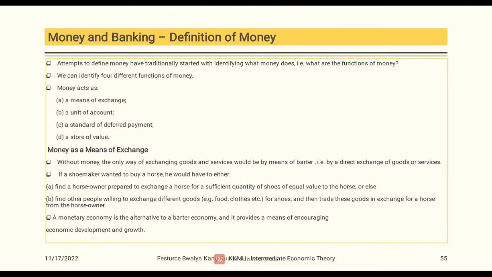We said money is anything of value used as a medium of exchange, as a unit of account, as a standard of fair payment, and as the store of value. Yes, because if you just say money is something that is used as a means of exchange, you find that there can be some things that you can use as a means of exchange, but they cannot be used as a unit of account. So some things can meet maybe only one of the functions, but not the others. So money meets these four functions, okay?